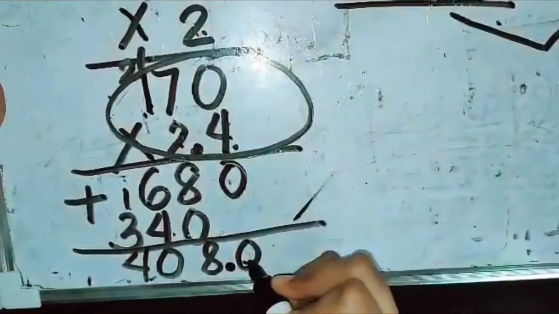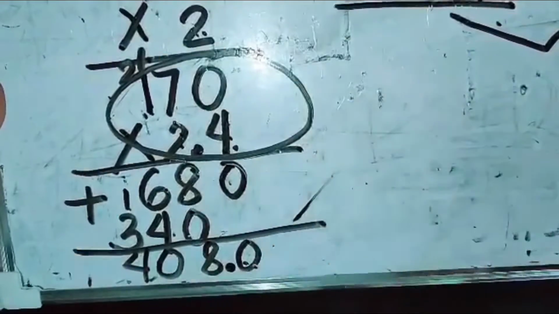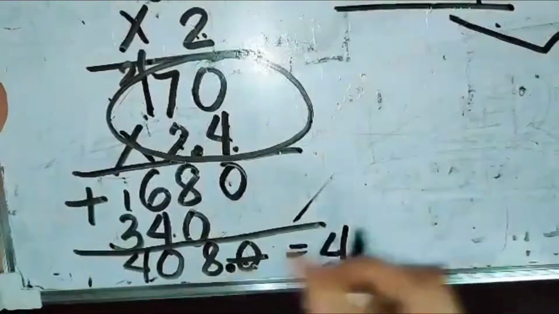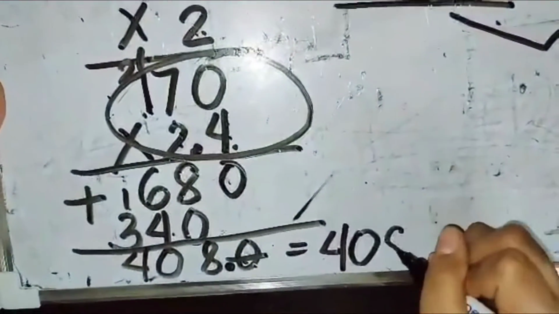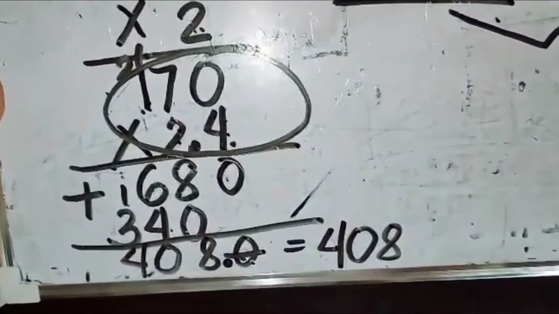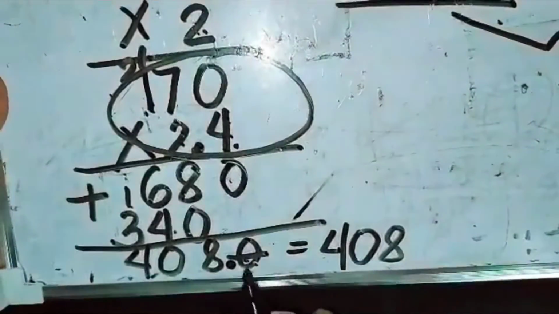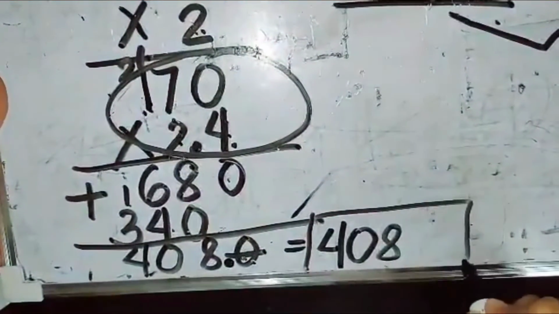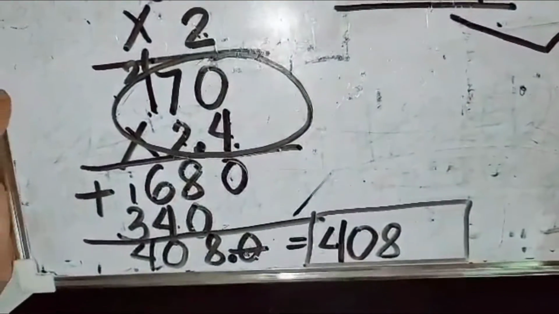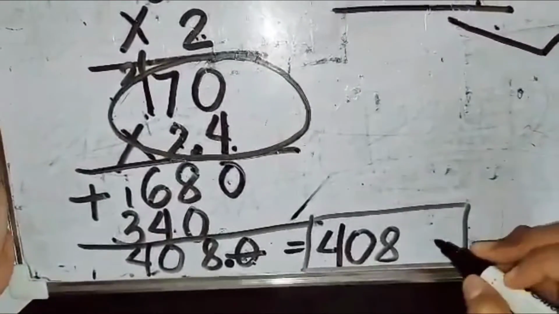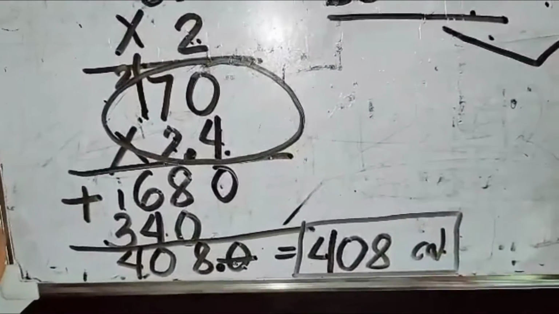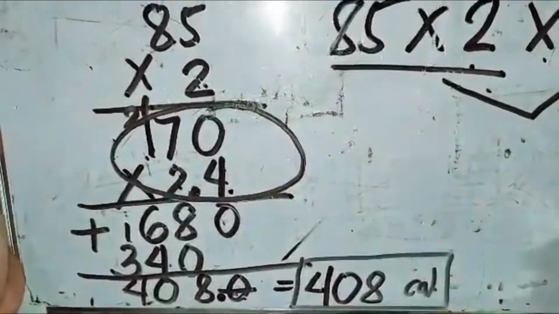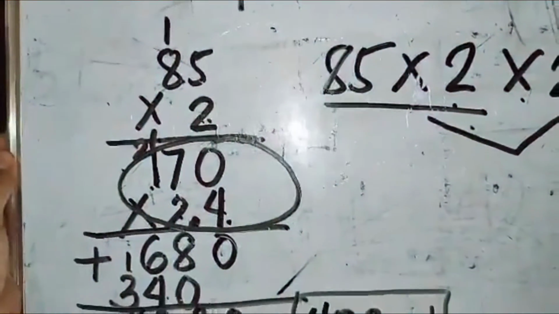Okay. Pag nakakita kayo ng decimal point at ng kasunod niya ay 0, you can cancel it. Simplifying the answer, ang sagot ay 408. Okay, ganun ha. Pag nasa likod ng decimal point ang 0, pwede na nating i-cancel. So, this is the answer for 408 calories. Ang na-burn niya while walking for 2 hours. Okay, so that is how you solve for this one.